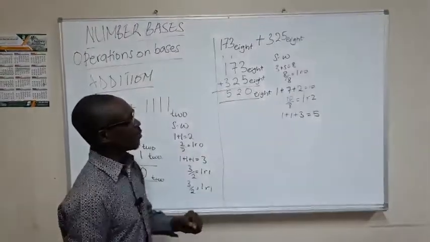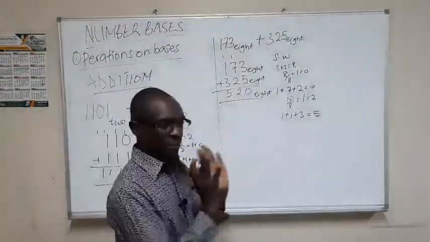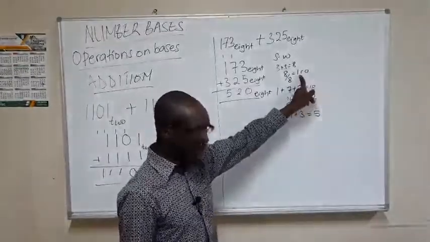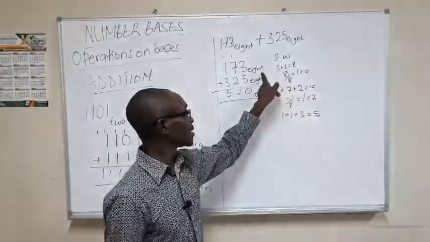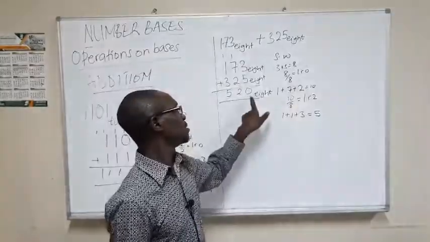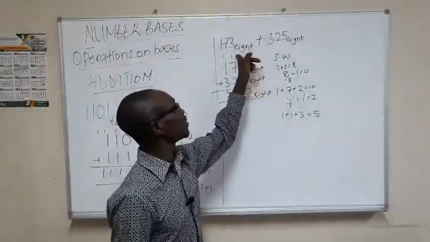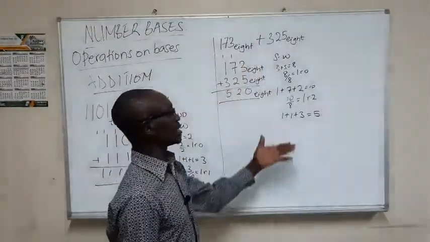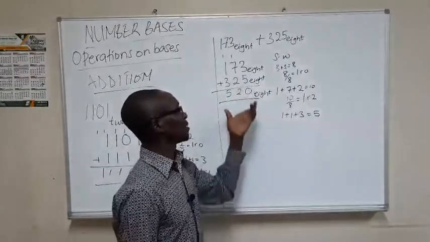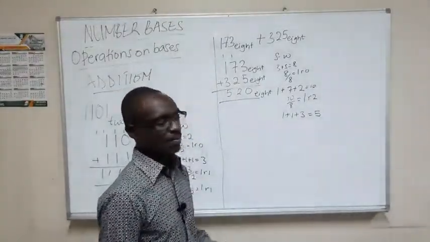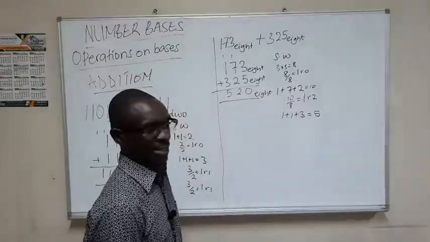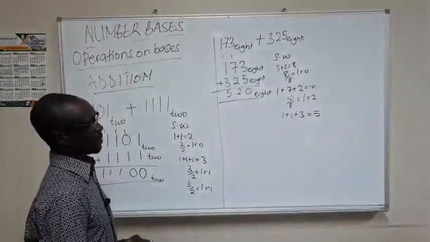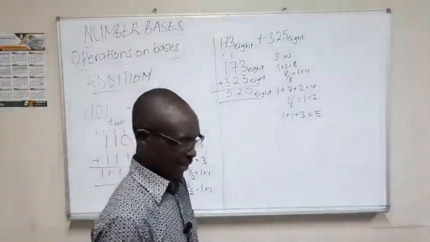We said, when adding, whatever value you get, depending on the base you are dealing in, if the value is greater than the base, divide, record the remainder here, and carry forward the quotient. Do the same up to when you get a digit less than the given base. That is how we add bases. And I hope that one is now clear.